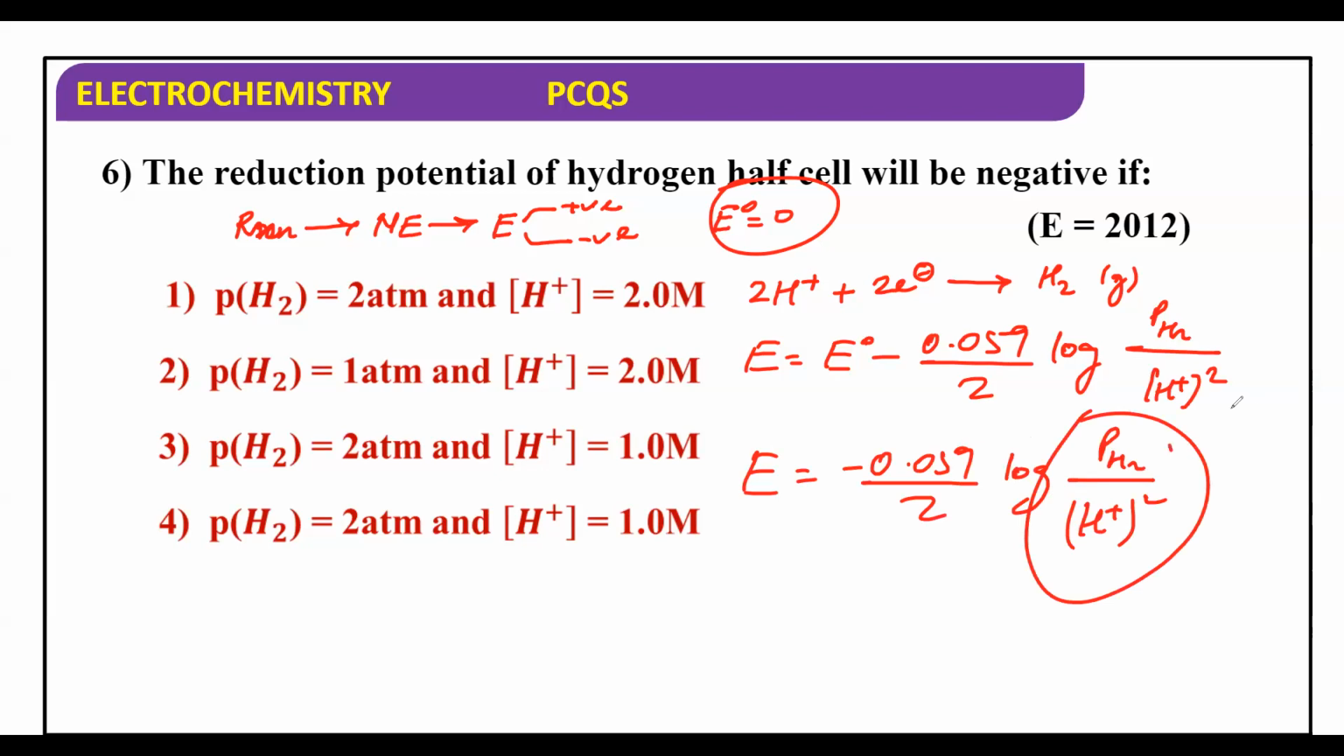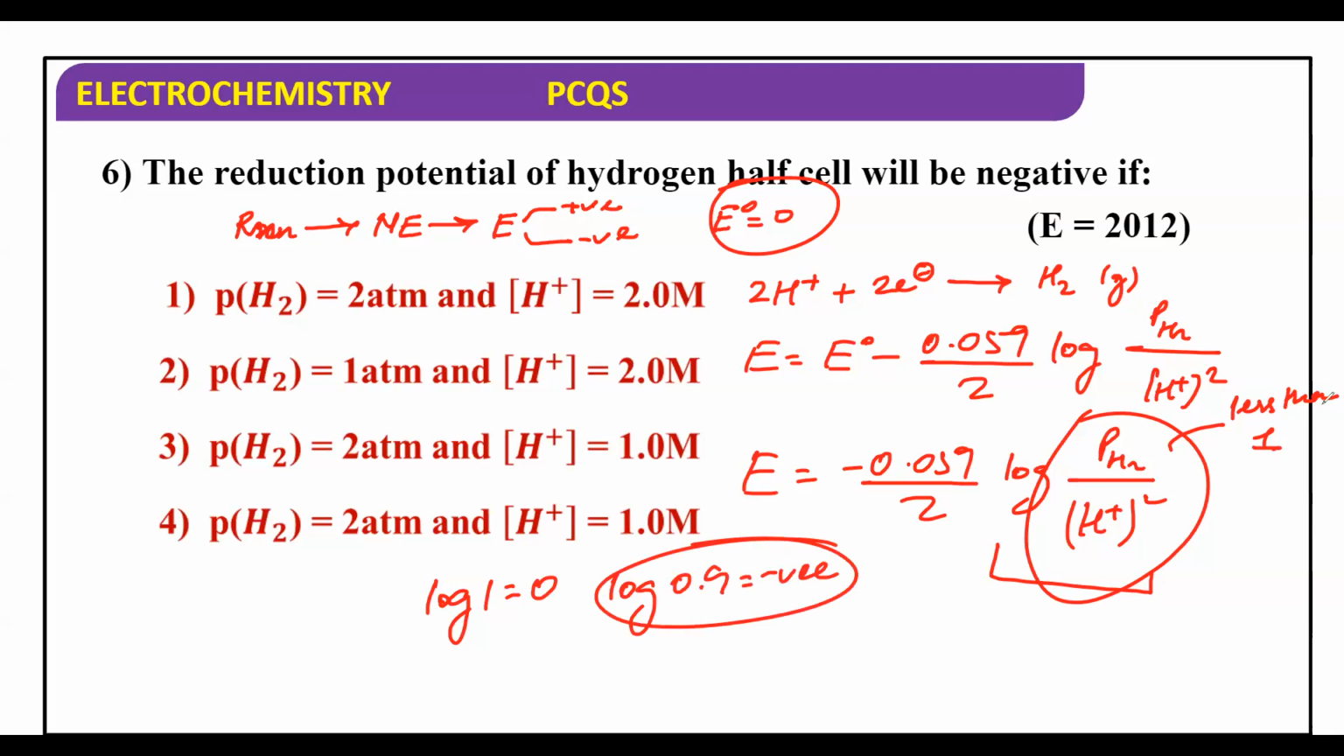If this value is less than 1, then log will be negative. If this value is 1, log of 1 is equal to 0. So log of 0.9 will be what? Negative. So if it is less than 1, then the log value will be negative and the overall value will become positive. So what do we need?